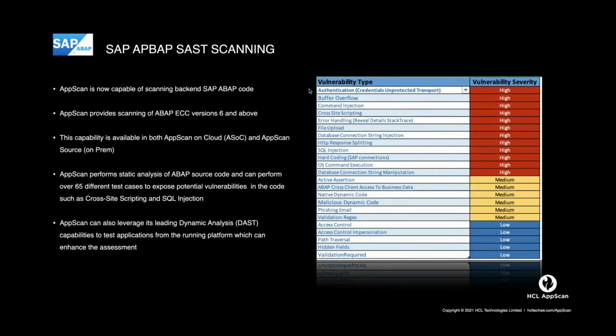Out of all of this SAP ABAP code, we can perform over 65 different test cases to identify any potential vulnerability in the code. Stuff like cross-site scripting, SQL injection, and you can see here also command injection, as well as buffer overflow. These are some of the low-hanging fruit, more high critical vulnerabilities that we look for.